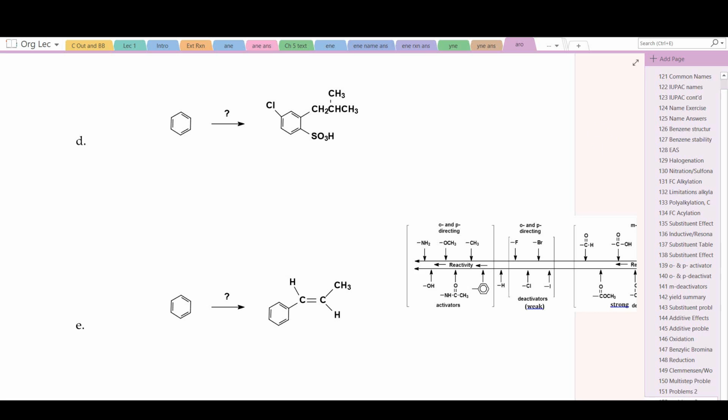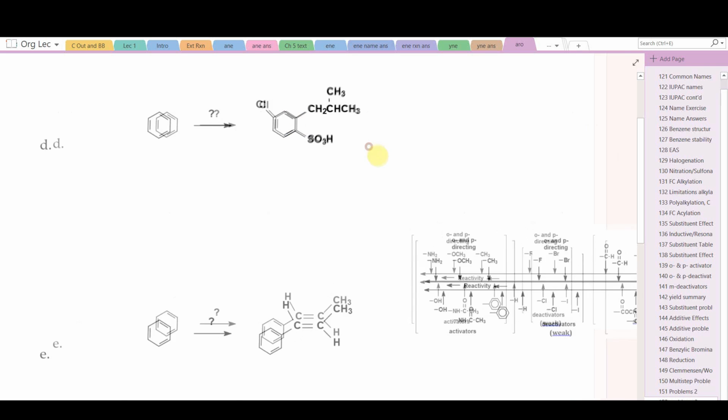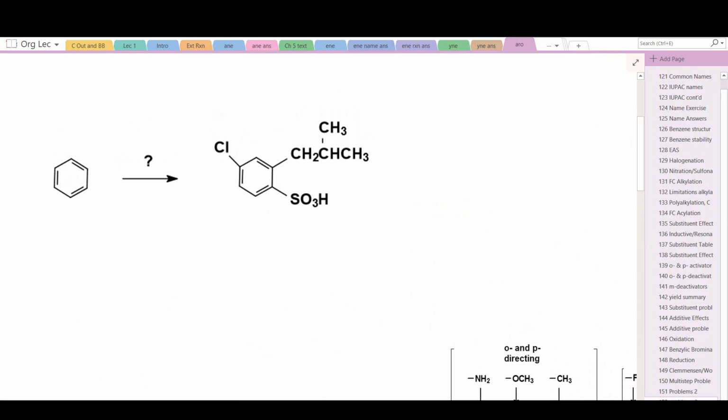Page 152. Problem D, we're asked to convert benzene into this monster. What would be the name of that? Well, I'm going to name that as a benzene sulfonic acid, and that determines that carbon to be the number 1 carbon. So we would have then 4-chloro-2, do you recognize this group? That's isobutyl.